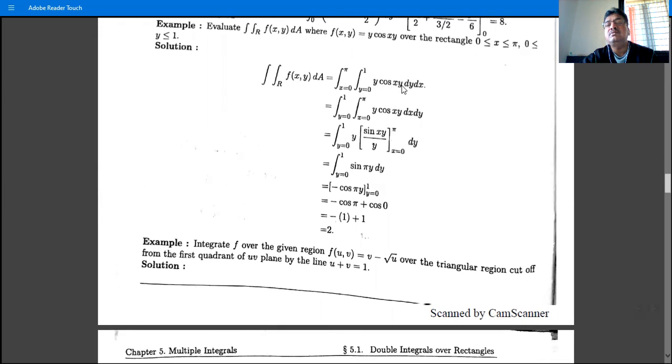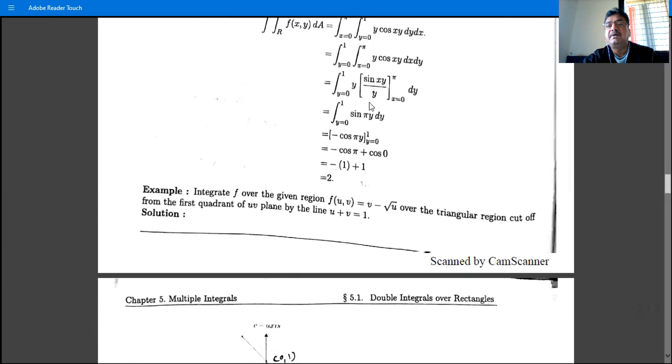But if you integrate with respect to x first, then y becomes constant, just integrate cos xy. With respect to x integration first, cos xy means y is constant. Like cos 2x, what is the integration of cos 2x? It is sin 2x divided by 2, like that. Integration of cos yx is what? Sin yx divided by y, y is now constant, from 0 to pi.